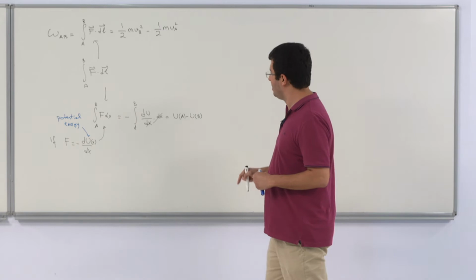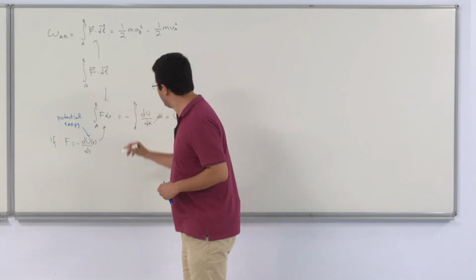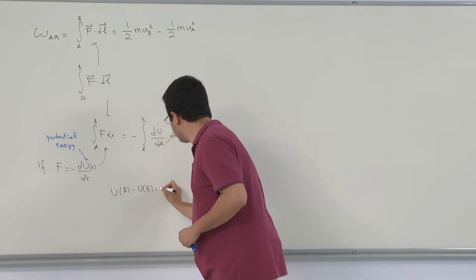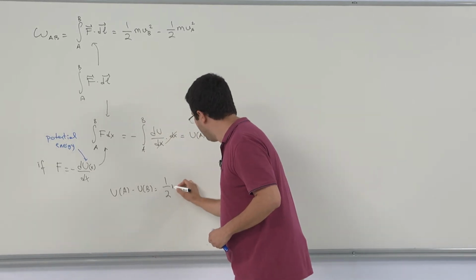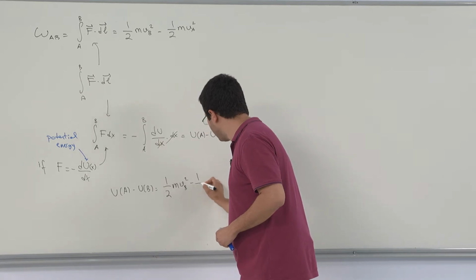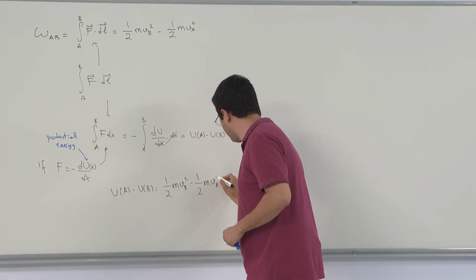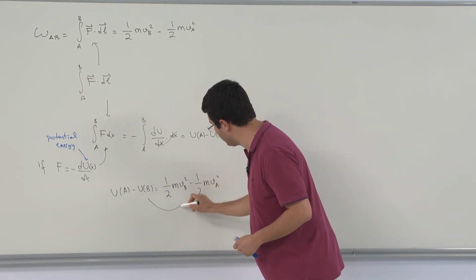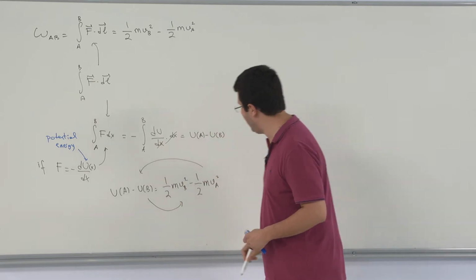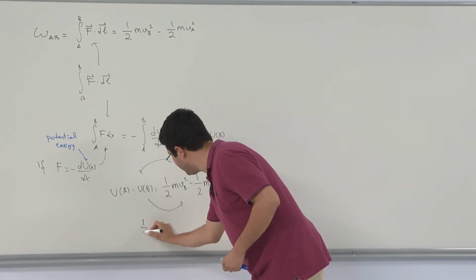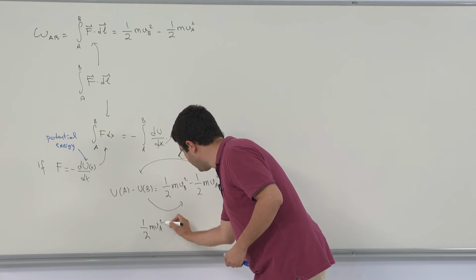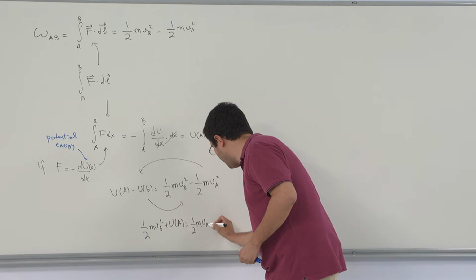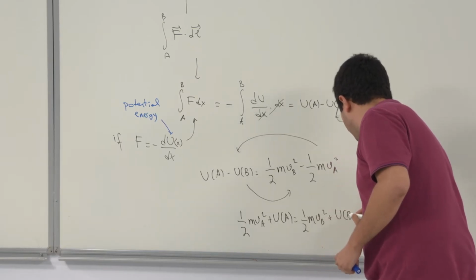Well, let's take a look. In this case, I can just write down Ua minus Ub is equal to a half m Vb squared minus a half m Va squared, which basically tells me that if I take this Ub here, and the half m Va squared over there, what I get is a half m Va squared plus Ua is a half m Vb squared plus Ub.